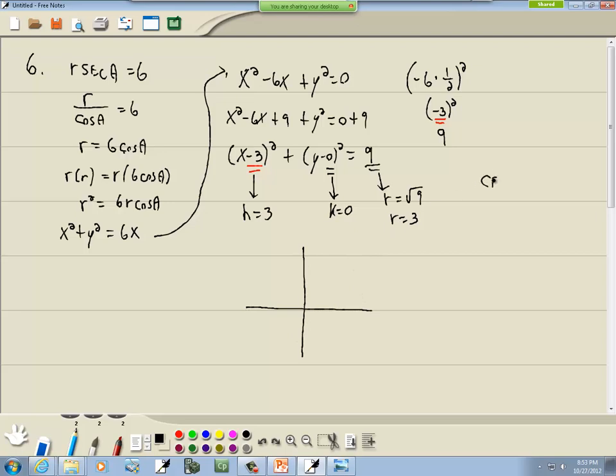Now our center is (h, k), which is (3, 0). And of course that's our radius. So (3, 0) will be right there. Radius is 3, so it goes here. And that would be our graph.